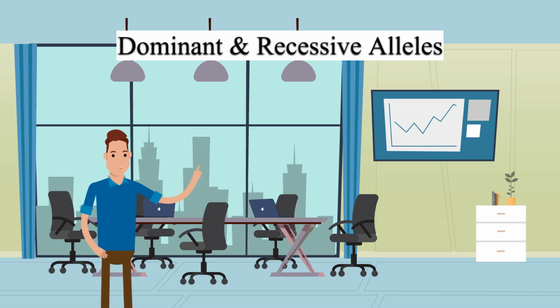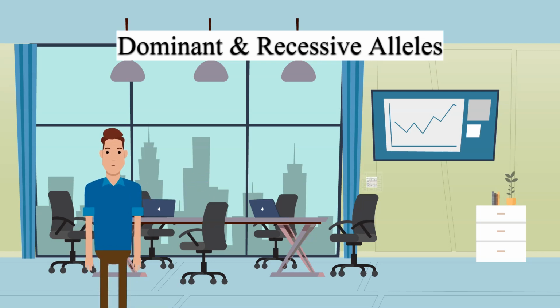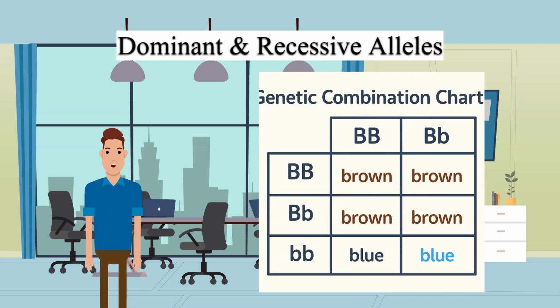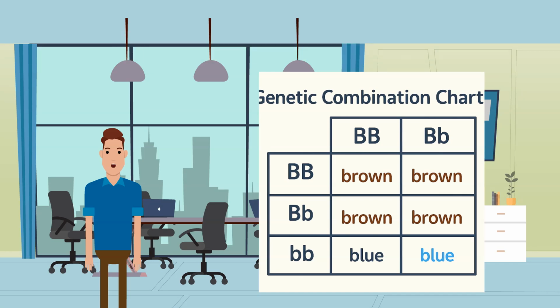Some alleles are dominant, while others are recessive. A dominant allele is expressed even if only one copy is present. A recessive allele is only expressed if both alleles are recessive. For example, in the following case, big B equals dominant brown eyes. Little b equals recessive blue eyes. So, big B big B and big B little b produce brown eyes. Little b little b produces blue eyes.